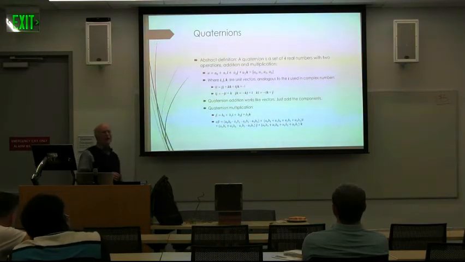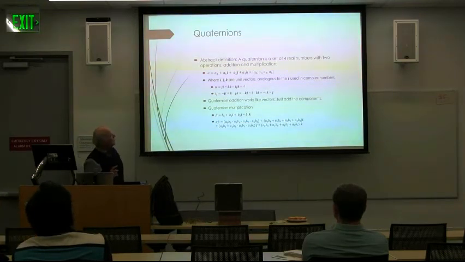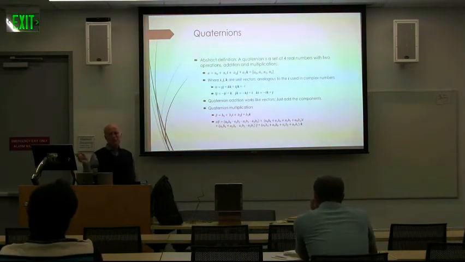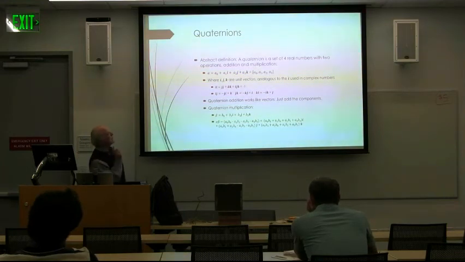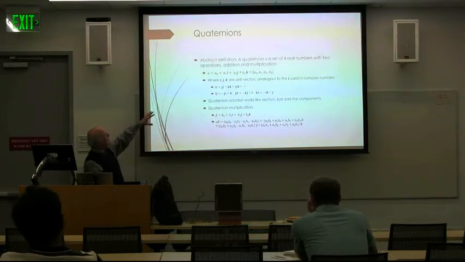Quaternions. Specifically unit quaternions. Now, a quaternion is four numbers. The abstract definition is that a quaternion is a set of four real numbers with two operations, an addition and a multiplication. It's usually expressed with the first one acting just like a scalar, and the other three acting sort of like a vector. And we'll take advantage of that.